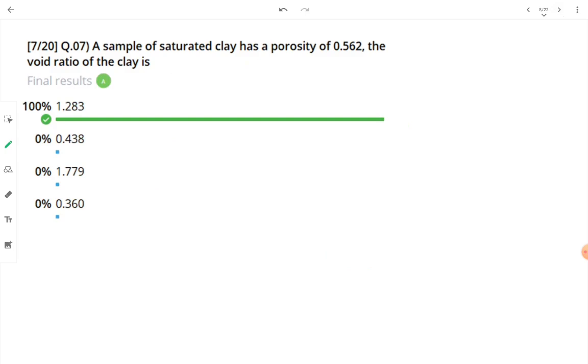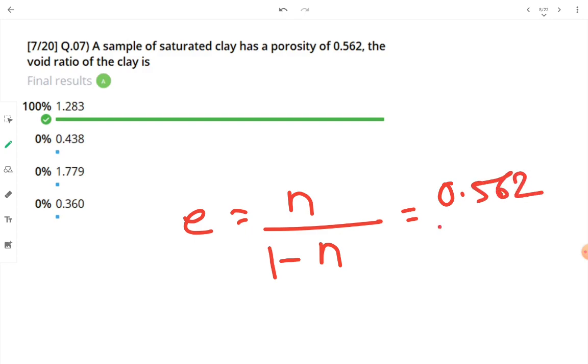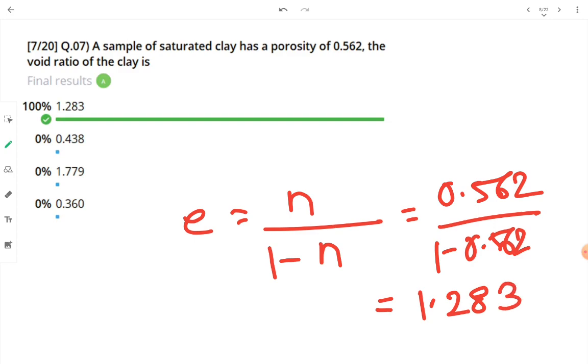It is saying a sample of saturated clay has a porosity of 0.562. The void ratio of the clay is, now the formula between porosity and void ratio is e is equal to n divided by 1 minus n. Now we have been given the porosity, so it is 0.562 divided by 1 minus 0.562, and when we calculate it, it comes out to be 1.283. That's how the answer is 1.283.